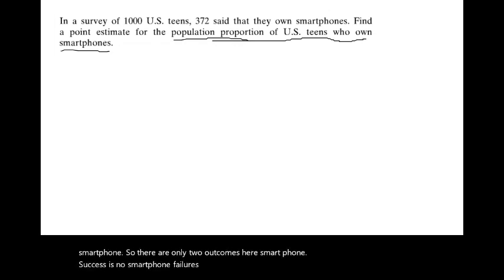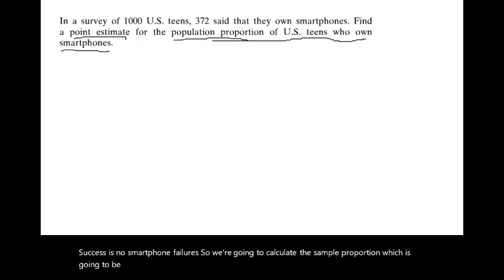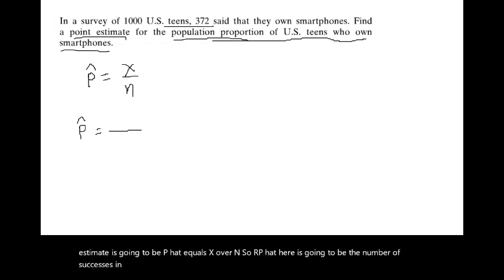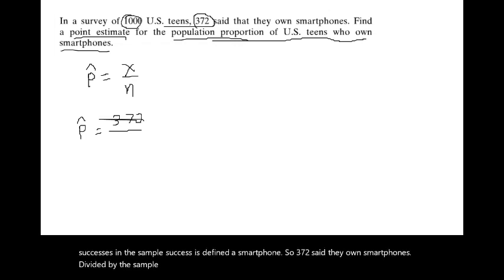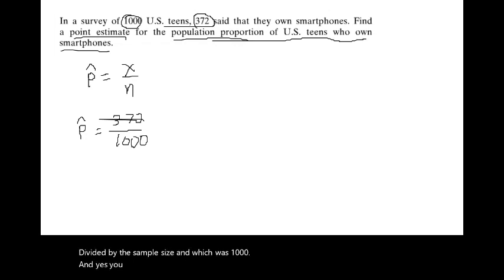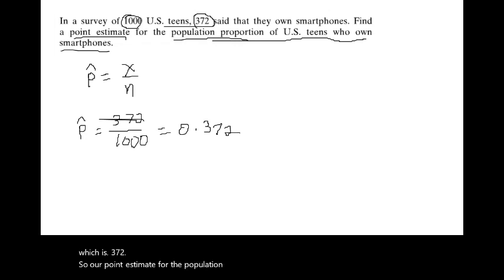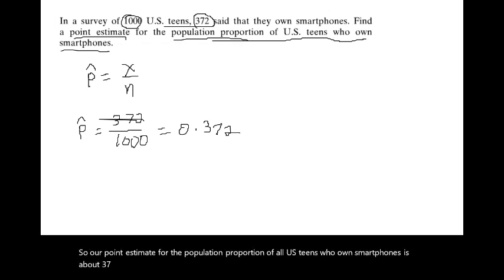So we're going to calculate the sample proportion, which is going to be our point estimate. Just like sample mean was a point estimate for population mean, sample proportion is going to be a point estimate for population proportion. So the point estimate is going to be P hat equals X over N. So our P hat here is going to be the number of successes in the sample. Success is defined as smartphones, so 372 said they own smartphones, divided by the sample size N, which was 1,000. And yes, you can leave that as a fraction if you want to, but you can also turn it into a decimal, which is 0.372. So our point estimate for the population proportion of all U.S. teens who own smartphones is about 37.2%. So 37.2% of our sample data owned a smartphone.